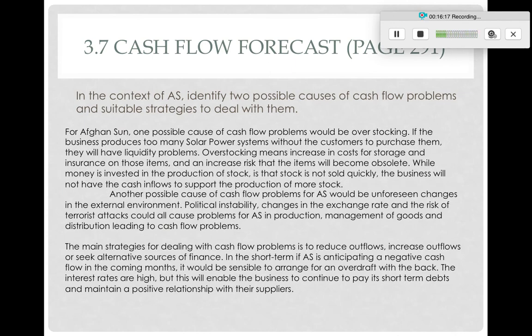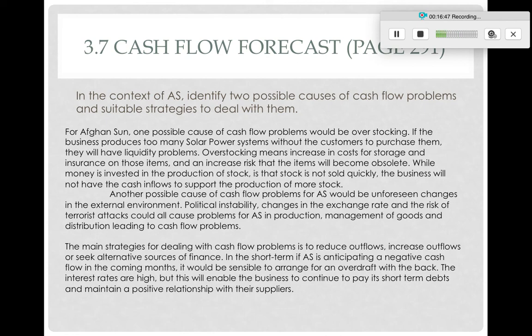For Afghan Sun, one possible cause of cash flow problems would be overstocking. If the business produces too many solar power systems without customers to purchase them, they would have liquidity problems. Overstocking means the increase in costs for storage and insurance on those items, and an increased risk that the items will become obsolete. While money is invested in the production of stock, if that stock is not quickly sold, the business will not have the cash inflows to support the production of more stock.